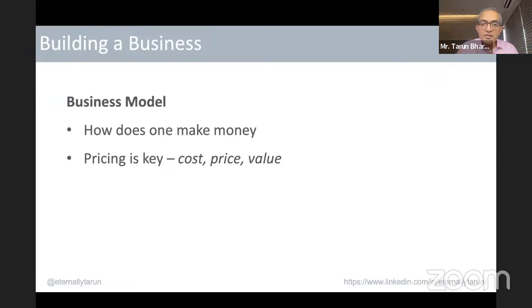I think that's great. Lastly, I will touch upon a topic which is pricing. There are three terms which are typically used: cost, price, and value, right? So cost is effectively what you spend to deliver that product to the customer. So that's really the cost. And value is what a customer derives out of it.